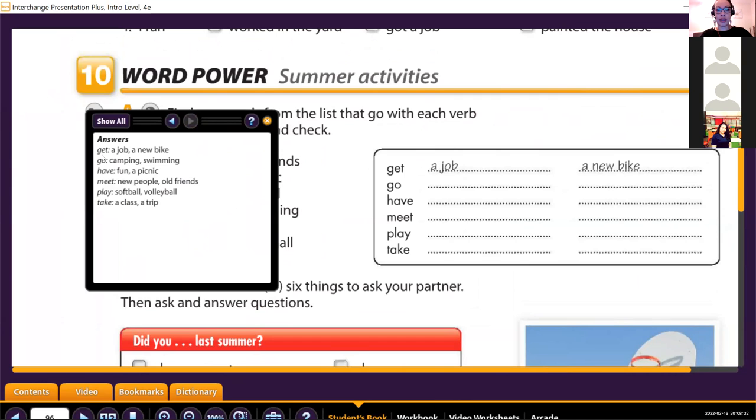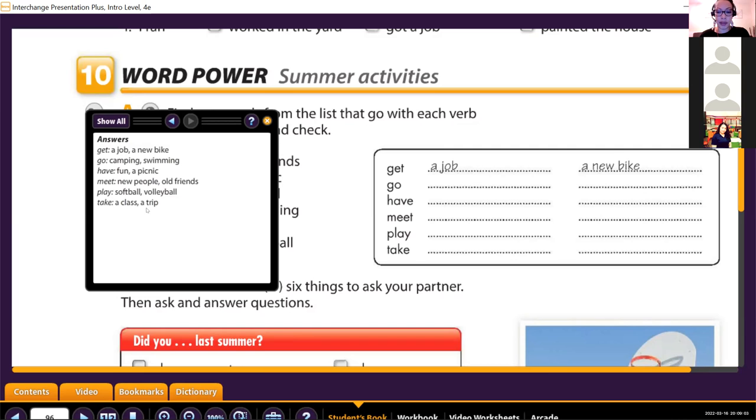Okay, here are all the answers. So we may say get a job, get a new bike, go camping or go swimming, have fun or have a picnic, meet new people or meet new old friends. You may say play softball or play volleyball. You can say take a class or take a trip. And also we can use that vocabulary talking about last summer.